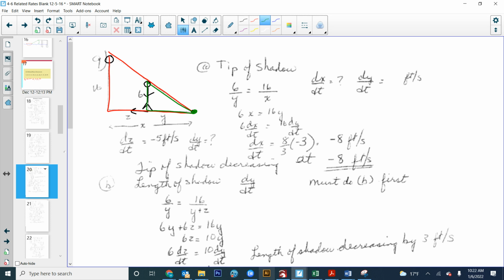But how did they word it? The rate that the tip of the shadow is changing has to do with this x length. Do you get that? Okay. That's where the tip of the shadow is relative to the light post.